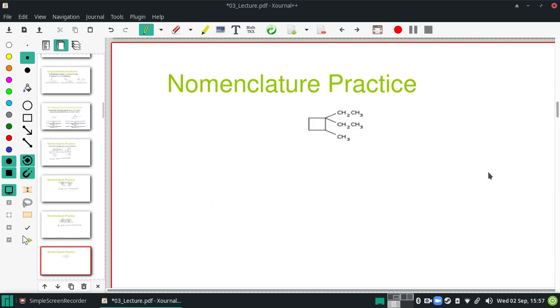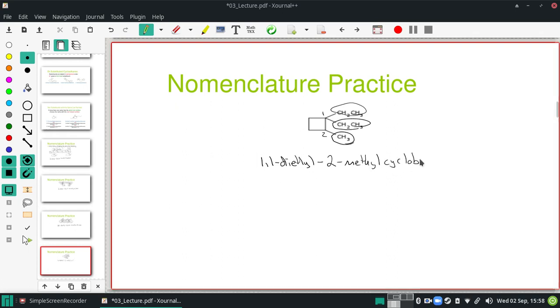All right, got a ring going on here. That ring's got 4 carbons, so it is cyclobutane, and I have 3 substituents coming off that cyclobutane, so I definitely will number them. Since this carbon has 2 substituents, I'm going to call it number 1, therefore this is 2. Now suddenly I care about what they are. I have ethyl groups and methyl groups. The ethyls are going to come first, 1, 1, diethyl, 2-methyl cyclobutane.